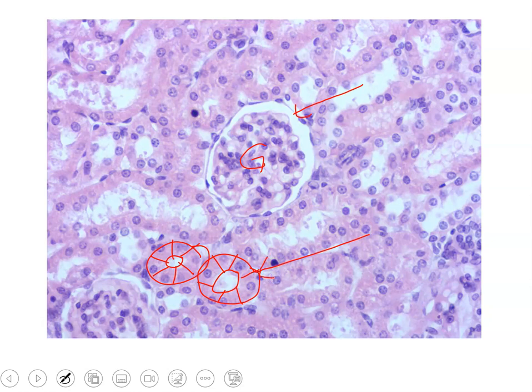On this kidney slide, we have our simple squamous epithelium, and our simple cuboidal epithelium.